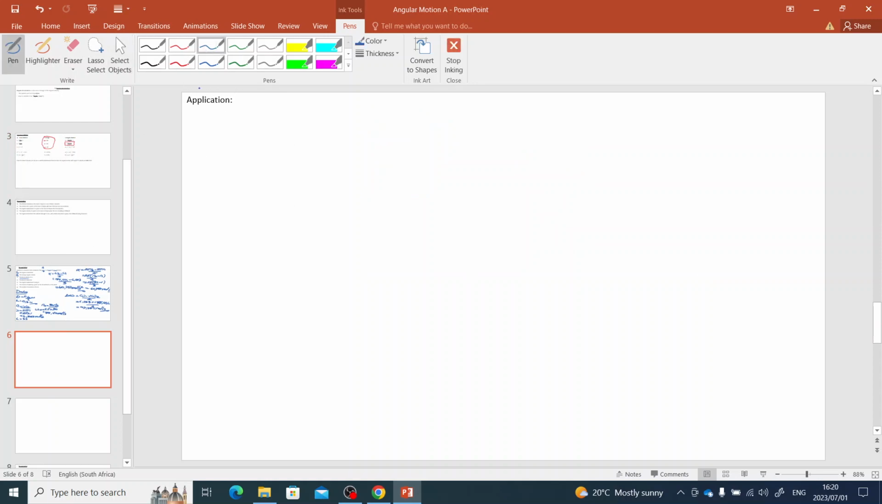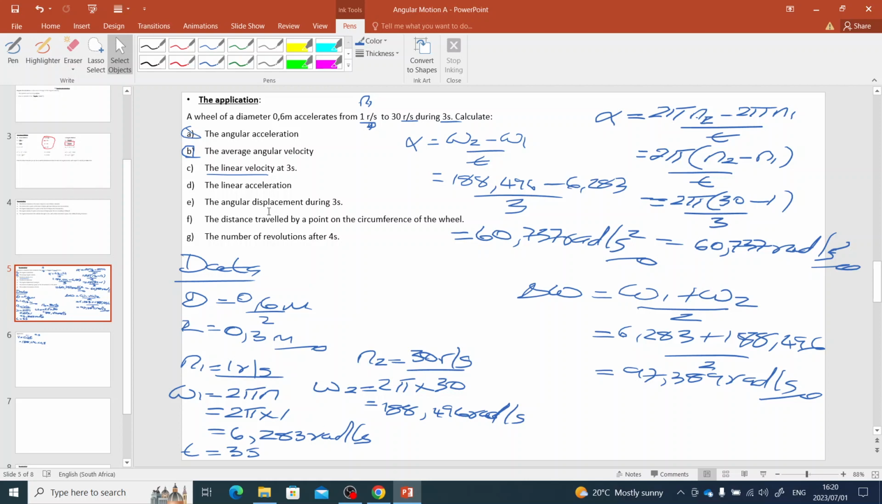That means the angular velocity that we need to use. Remember, it is v equals angular velocity multiplied by radius, and of which we do have the radius, it is 0.3. And the angular velocity that we need to use based on the given information, we will be using omega 2. Now we are having 188.496 multiplied by 0.3. Now let's reread that statement again. Linear velocity at 3 seconds.